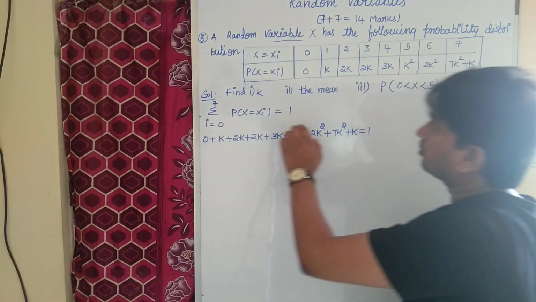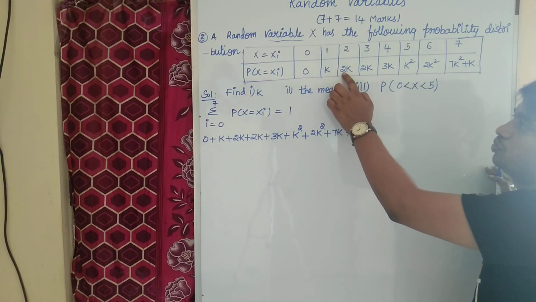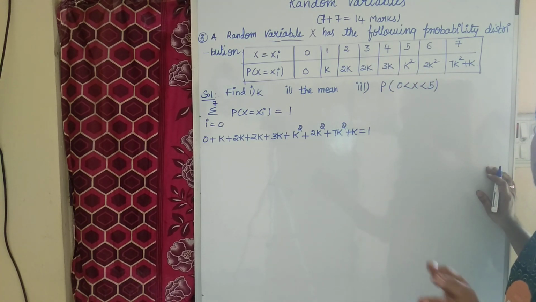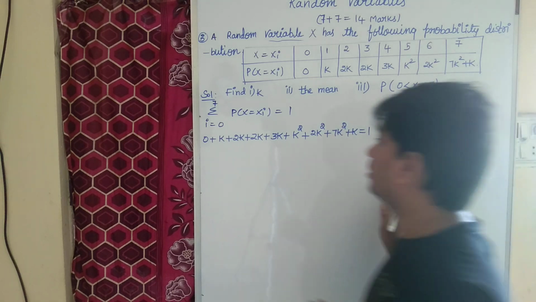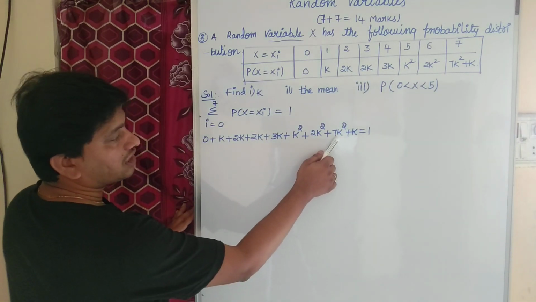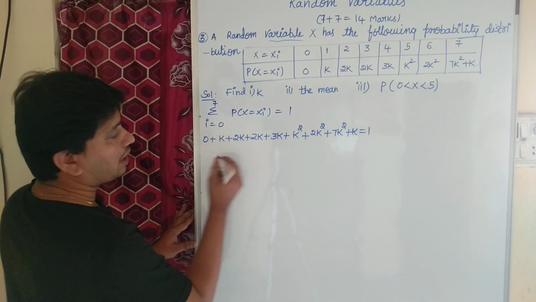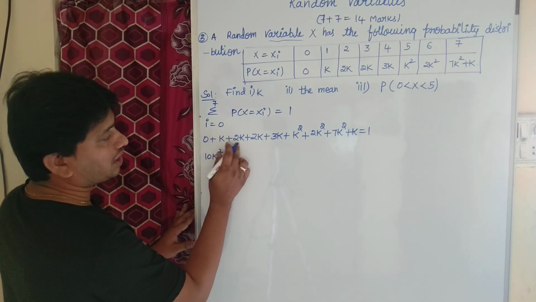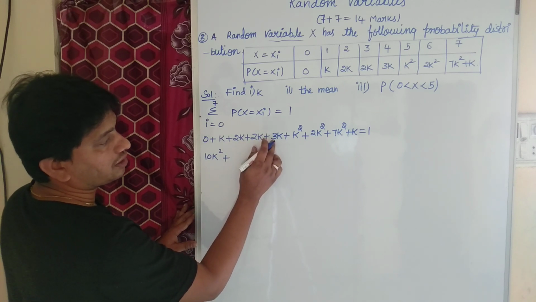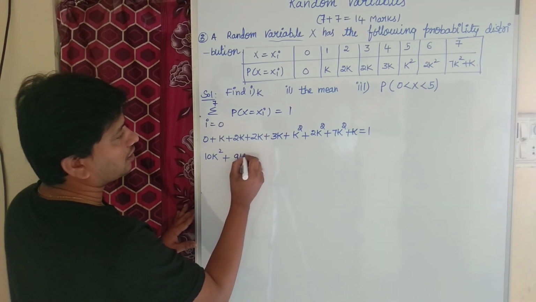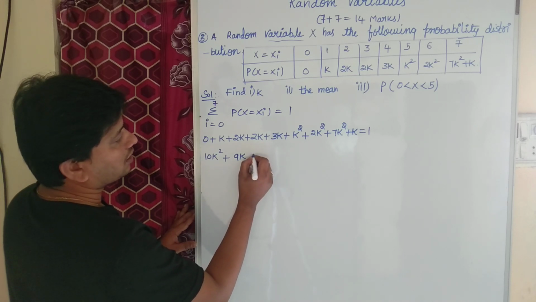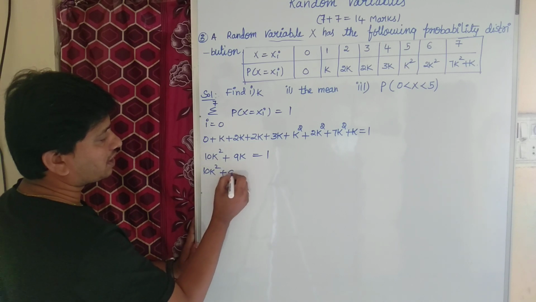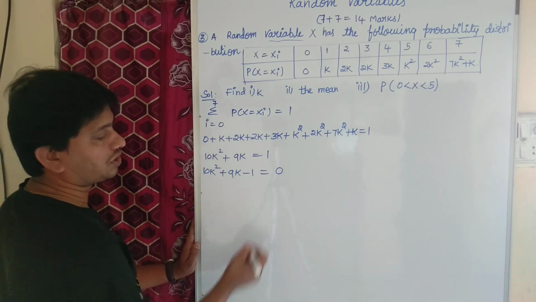Is it clear, children? We are adding 0 plus k plus 2k plus 2k plus 3k plus k square plus 2k square plus 7k square plus k, which is equal to 1. Let me add: 7 plus 2 is 9, 9 plus 1 is 10, so 10k square. Then 1 plus 2 is 3, 3 plus 2 is 5, 5 plus 3 is 8, 8 plus 1 is 9k. That is all equal to 1. Plus 1 you transfer, children: 10k square plus 9k minus 1 equal to 0.